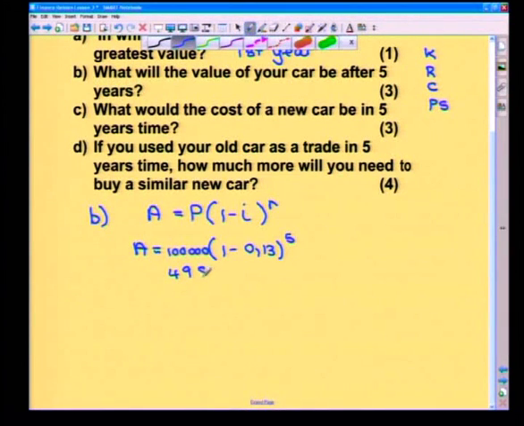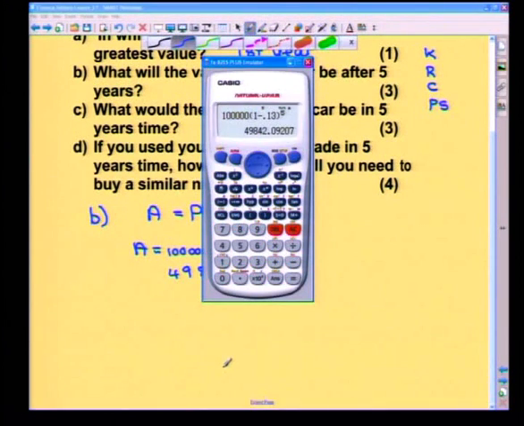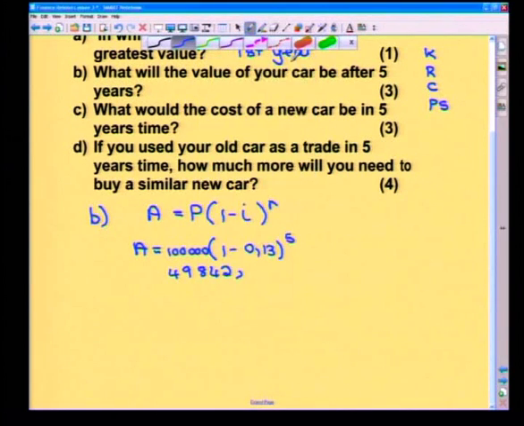Right, so now let's write down this value. It is 49842. And now we need to get hold of the rest of the number. So let's just check it again. And it's 9 cents. Great. So you can see your car has lost a lot of value, but it still has value. So it's 49842 and 9 cents.